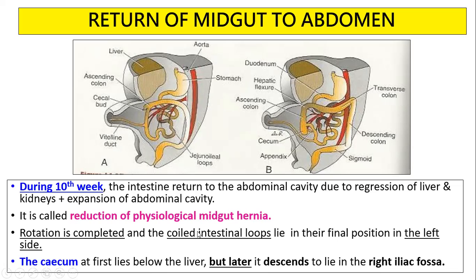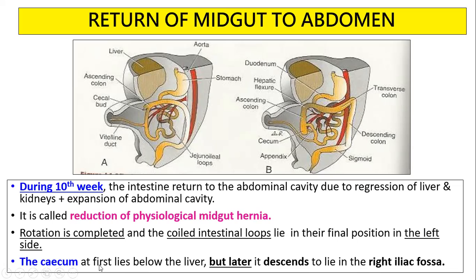Rotation is completed and the intestinal loops lie in their final position on the left side. So now they will go back and get reduced into their normal position. They return back and are fixed into their normal position.